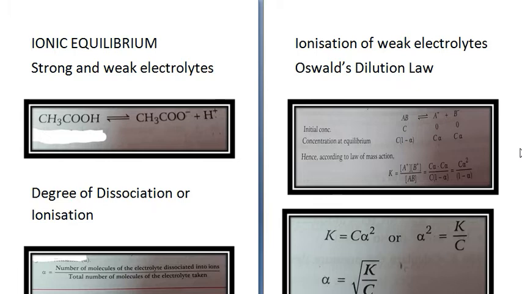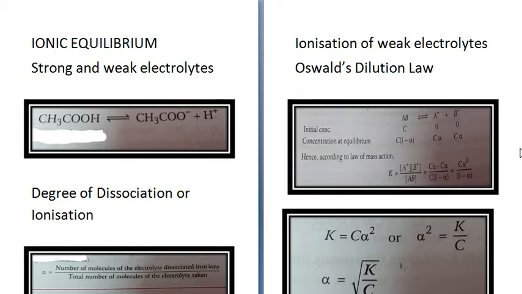Solutions of these electrolytes contain ions which are in equilibrium with unionized molecules, like CH3COOH, which can dissociate into CH3COO minus and H plus. This type of equilibrium is called ionic equilibrium. Next is the degree of dissociation or ionization. This is given by the symbol alpha.